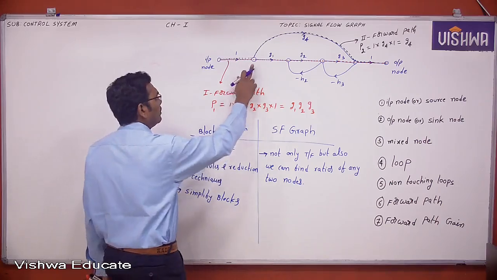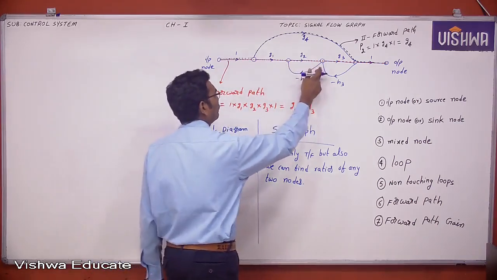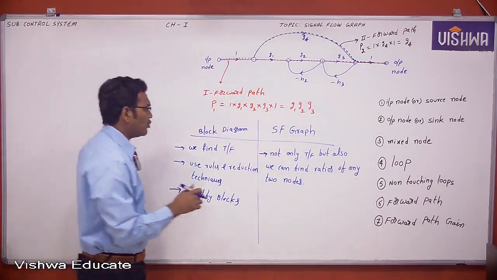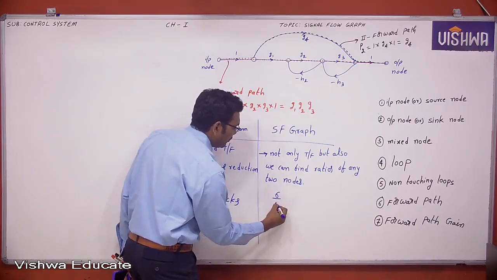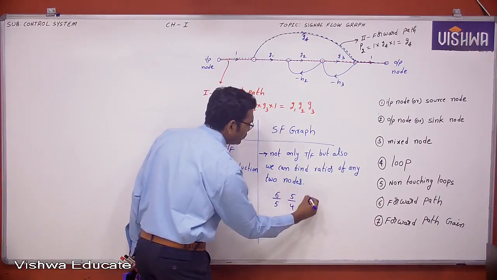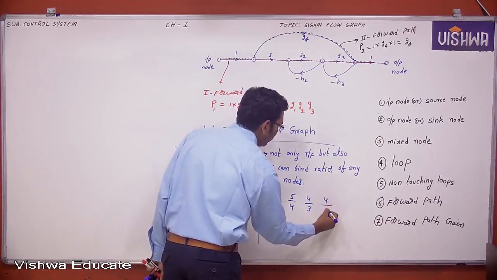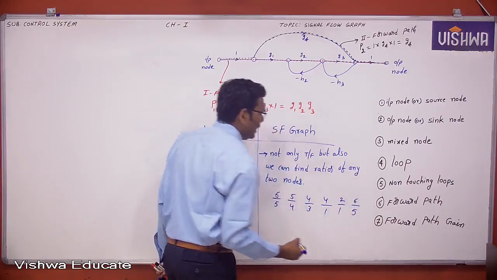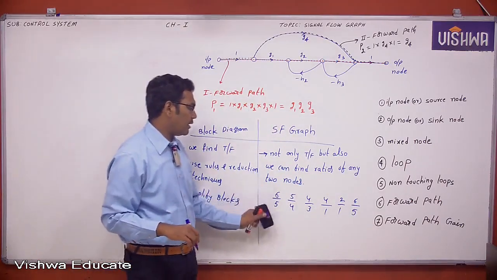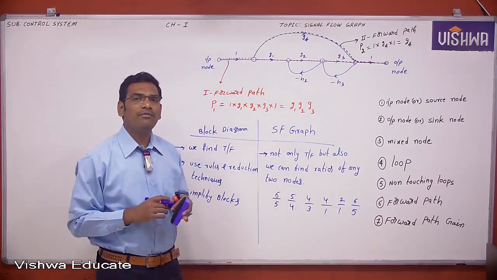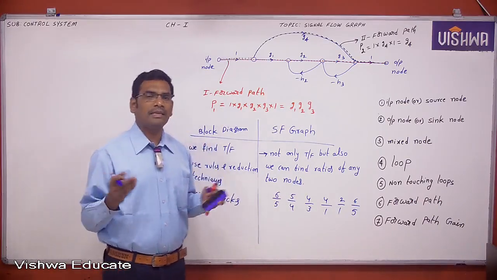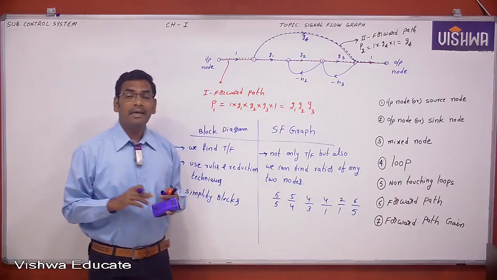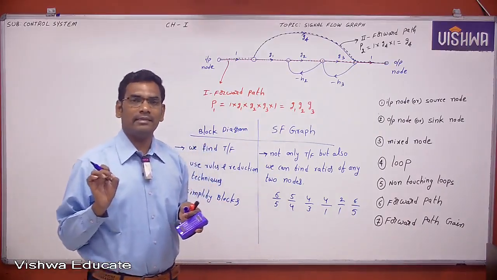Let us take first node, second node, third node, fourth node, fifth node, sixth node. Understand or not? Total how many nodes? 6 nodes. So you may find sixth node to fifth node ratio, fifth node to fourth node ratio, fourth node to third node ratio, second node to first node ratio, any two nodes ratios. Or you may find the last node to first node ratio, which is nothing but the transfer function. That is the major advantage of signal flow graph.